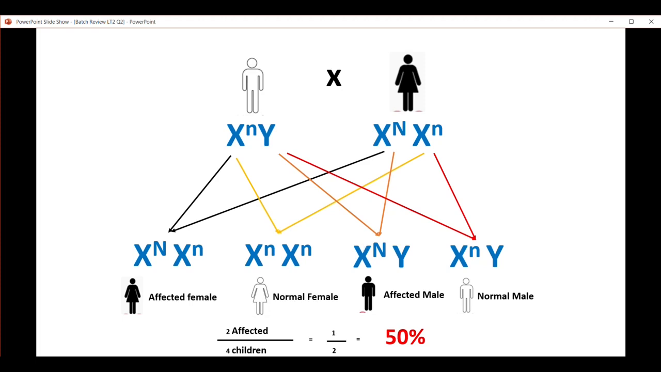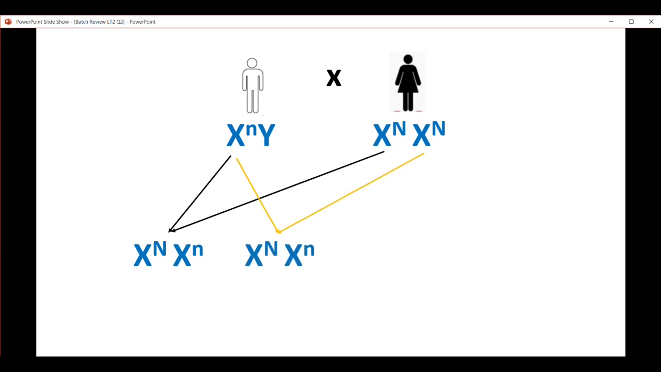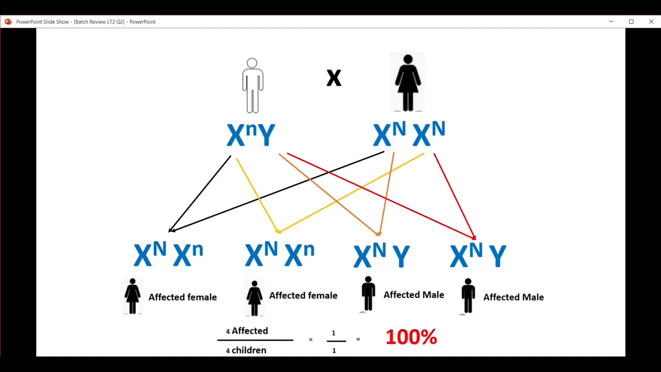So those are the possible crosses, children, and percentages of their phenotypes with such a cross. Okay, last one. How about a normal male and a homozygous affected female, X big N X big N? So you will have this, you will have this as well. Heterozygote, you have X big N Y and X big N Y. So you will have affected female, affected female, affected male, affected male. So all of them will be affected.